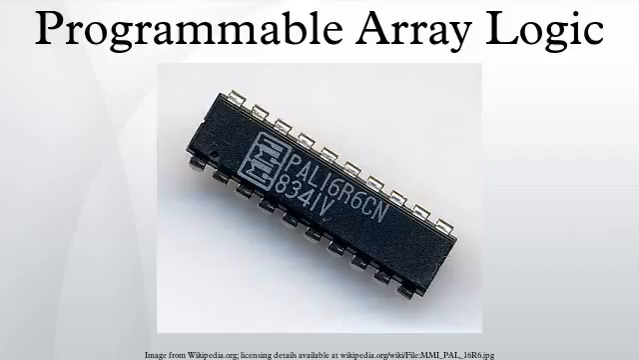UV erasable versions had a quartz window over the chip die and could be erased for reuse with an ultraviolet light source, just like an EPROM. Later versions were flash erasable devices. In most applications, electrically erasable GALs are now deployed as pin-compatible direct replacements for one-time programmable PALs.